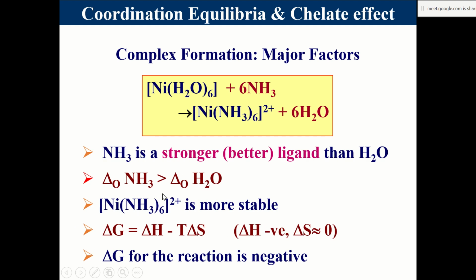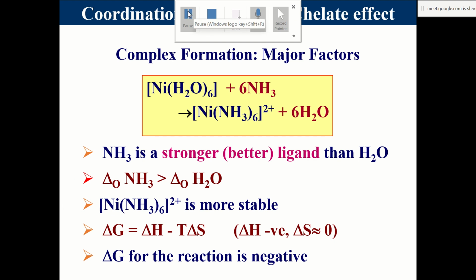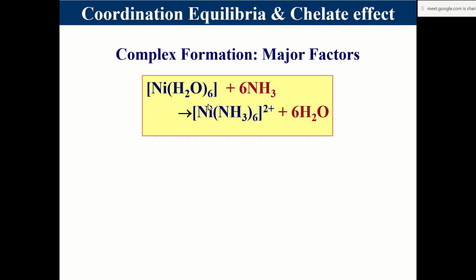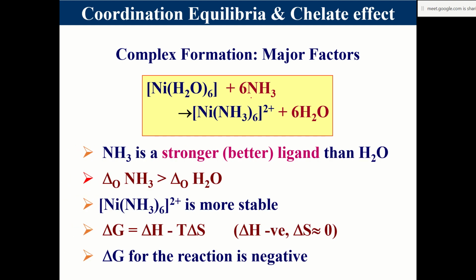So what we have seen is, consider this reaction. What we have so far learned is that when ammonia is added to the nickel amine aqua complex, all of the water is replaced. Which shows that the K values are much larger. The overall formation constant is positive and has a high value. That means NH3 is a stronger ligand than H2O. It forms a stronger bond as compared to H2O.